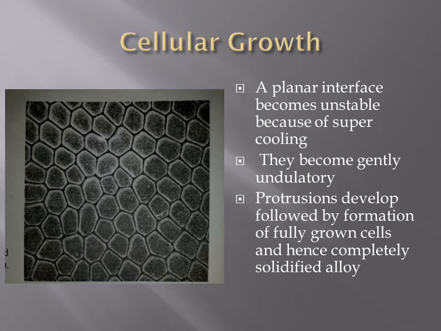If constitutional supercooling occurs, then planar interface becomes unstable and gently undulatory. Protrusions develop, followed by formation of fully grown cells and hence completely solidified alloy.